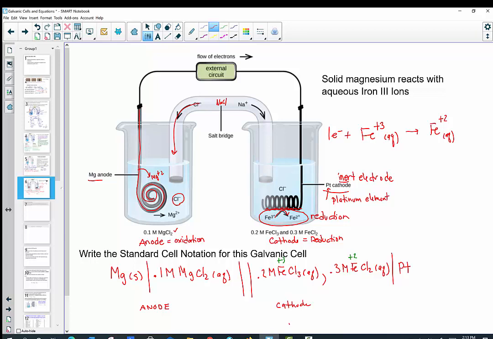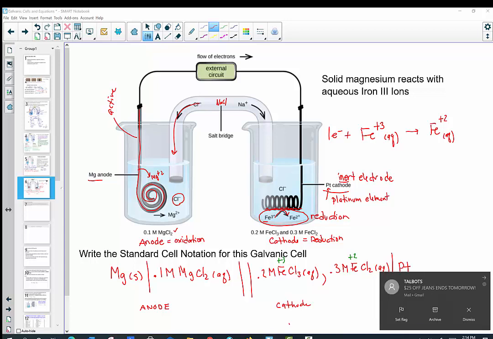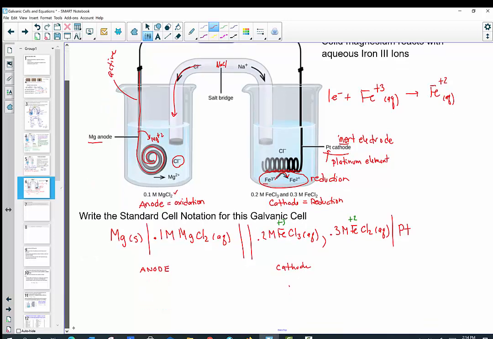And I said platinum tends to be the most often used. It's easily purchased. It comes in a nice coil, just like copper does. So let's make sure we see that magnesium here would be called an active electrode because it is the element that is being oxidized. But platinum is called an inert electrode because it is not the element that's being reduced. The element being reduced here is iron.